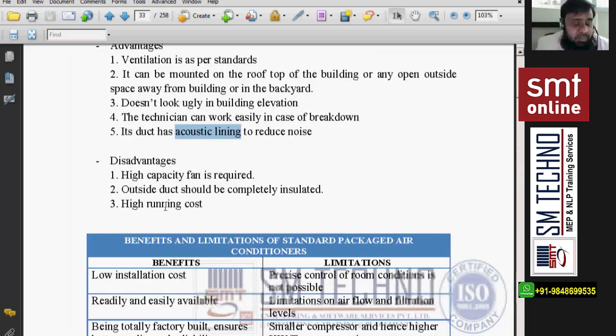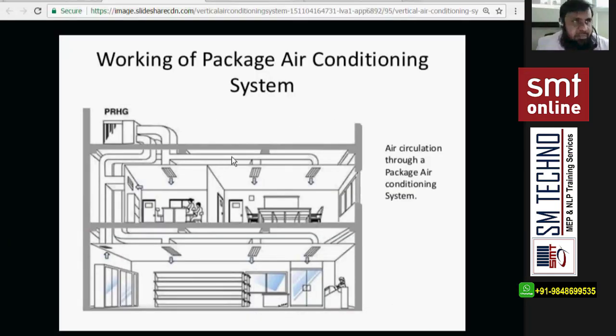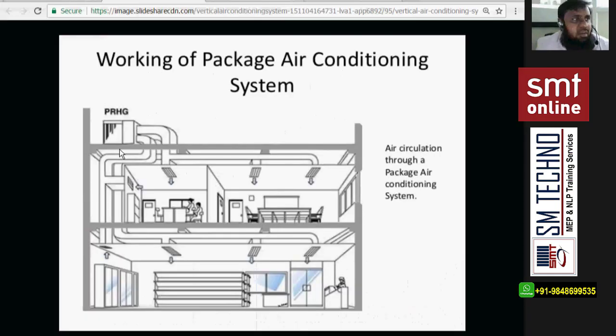Next, outside ducts should be completely insulated. Insulation is required even as per standard. Inside duct also is insulated with insulation. Next, high running cost. Why high running cost? Because of high fan operating cost. Running cost means energy, monthly bills, energy consumption.